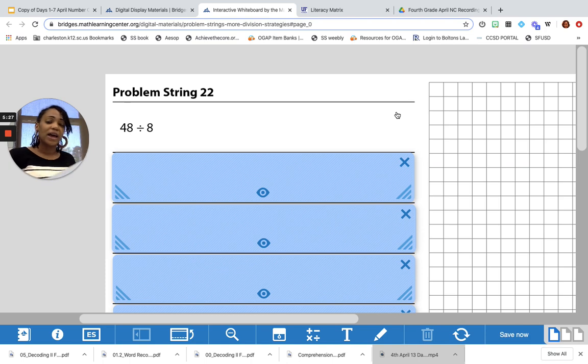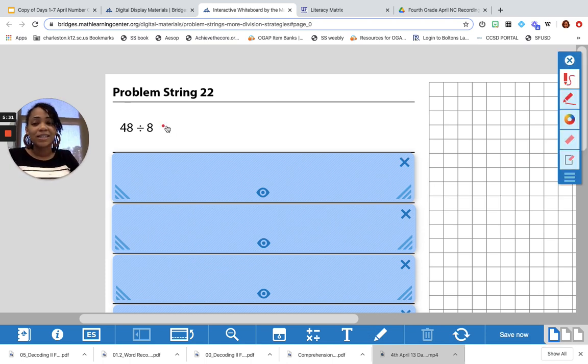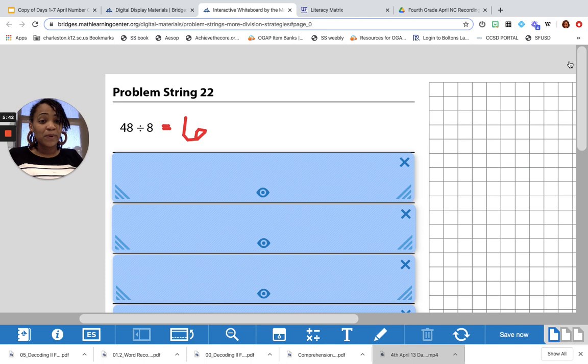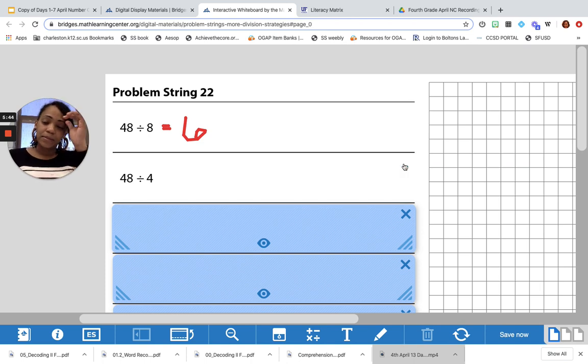I hope you know your facts. Good. The answer is 6 indeed. How do you know it's 6? Hopefully you're thinking 6 times 8 equals 48. Okay, I'm not going to draw a picture for that just yet, but I will in just a second. Let's look at the second problem.